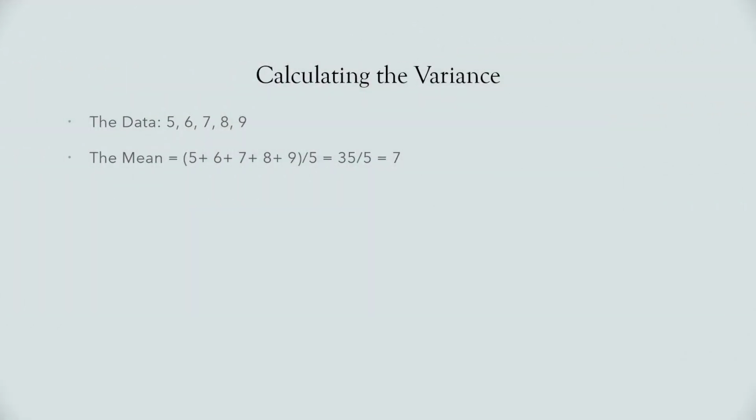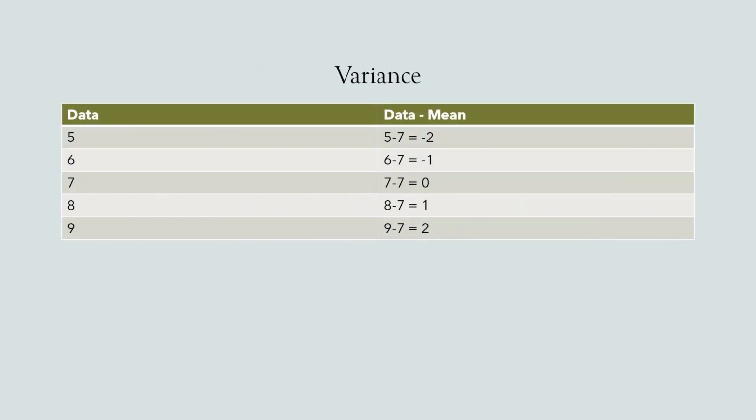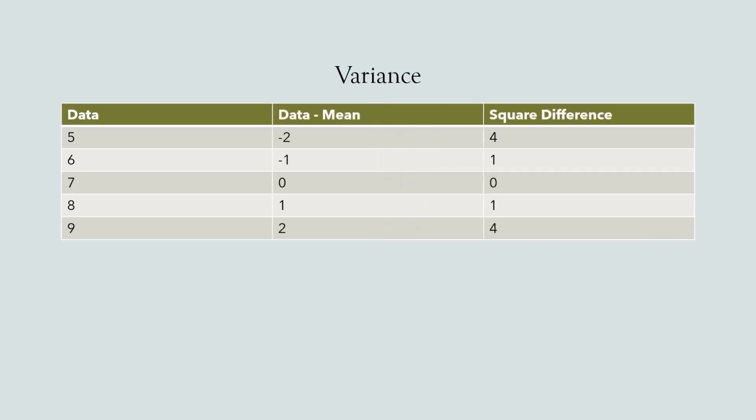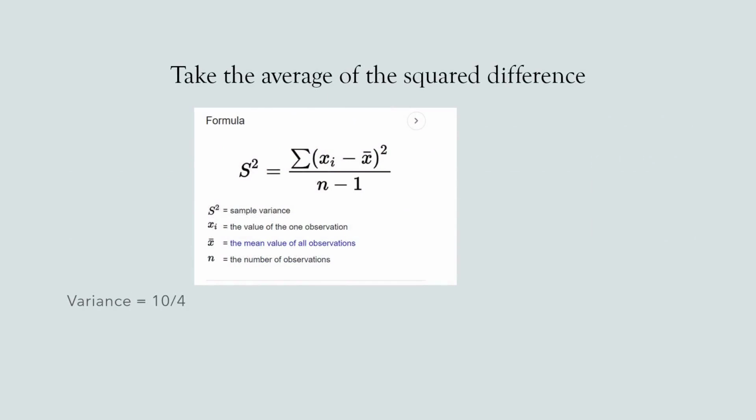Imagine we have some data points, 5, 6, 7, 8, and 9, the mean of this dataset is 7. Now, let's find the differences between each data point and the mean. We get -2, -1, 0, 1, and 2. To get rid of those pesky negatives, we square each difference, 4, 1, 0, 1, and 4. Finally, we take the average of these squared differences, which gives us the variance.